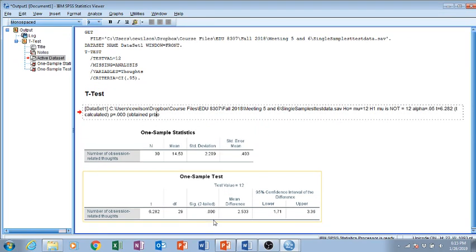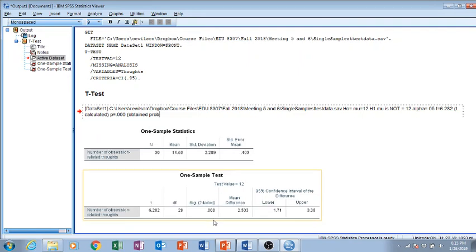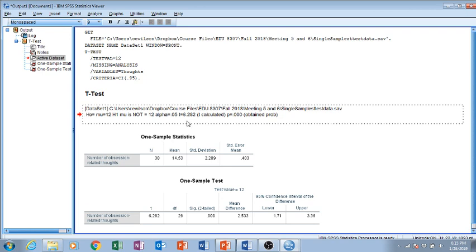Oops, golly, can't type tonight. All right, hold on. There we go. This is the obtained probability. It keeps kicking me back up.